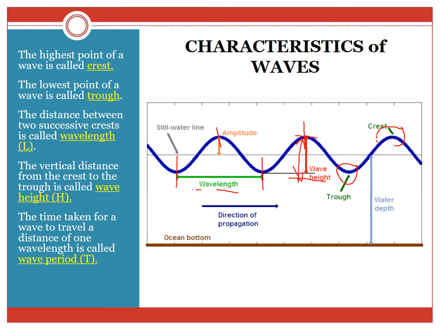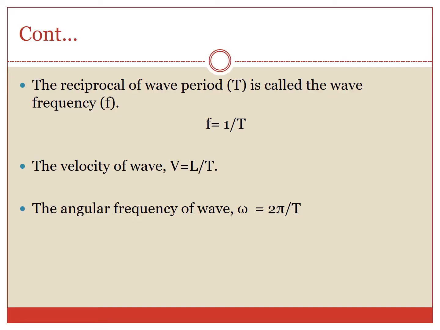And wave period: the time taken for a wave to travel a distance of one wavelength is called the wave period, denoted by capital T. So my dear friends, if we talk about frequency, the simplest definition is that the reciprocal of the wave period is known as frequency. f equals 1 by T.